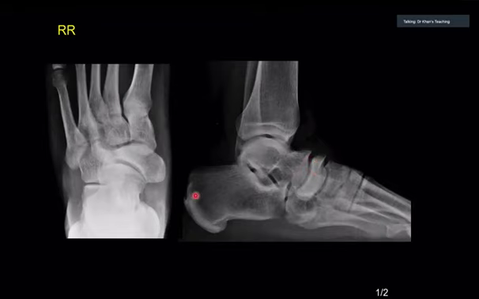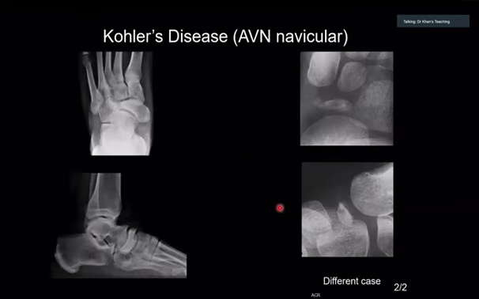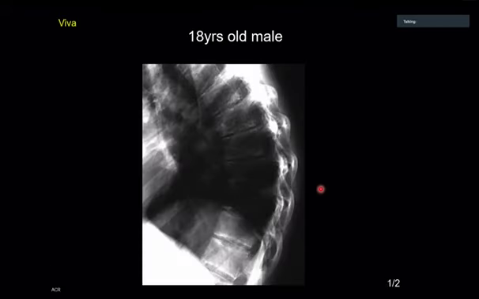Basically there is avascular necrosis of the navicular, which is known as Kohler disease. Other examples here can happen. The idea is just to show you Kohler's disease, which is simple. Okay. Can you tackle this as a viva case?